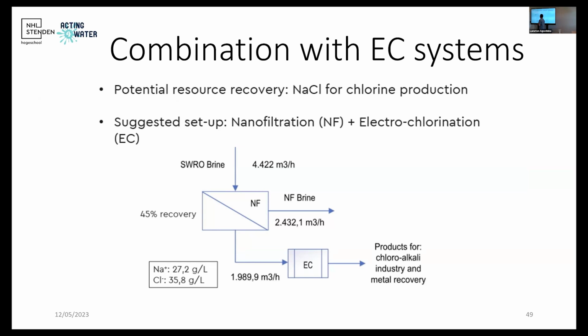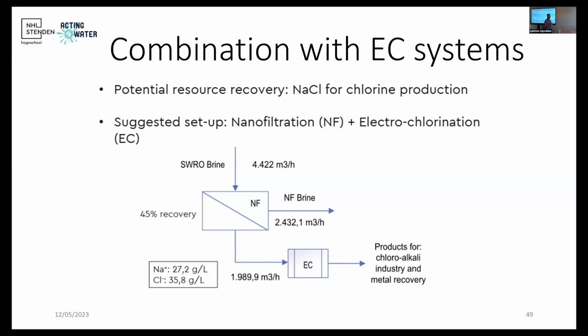Well, as I said, the problem for the electrochlorination system here is that you want to avoid specific metals, especially calcium and magnesium. So between the quality of the brine and what you need in your electrochemical system, you have to make a treatment step. The solution we explored was the addition of another filtration step where you can separate your bivalent ions from your monovalent ions. Your monovalent ions will pass and feed your electrochlorination system, and your bivalent ions will actually be in your NF brine.